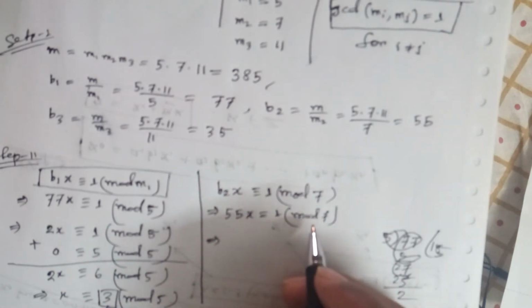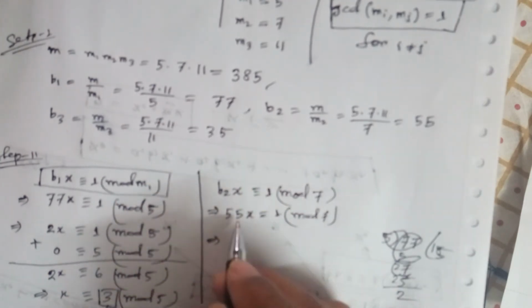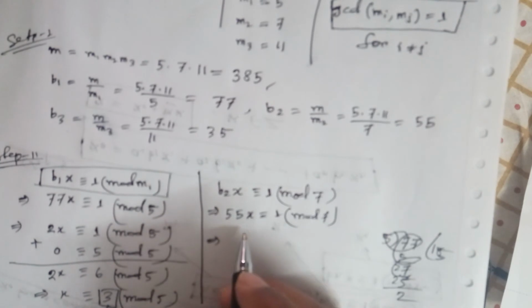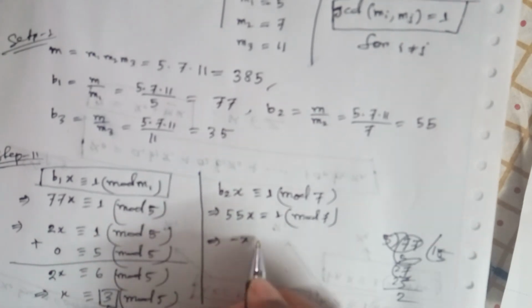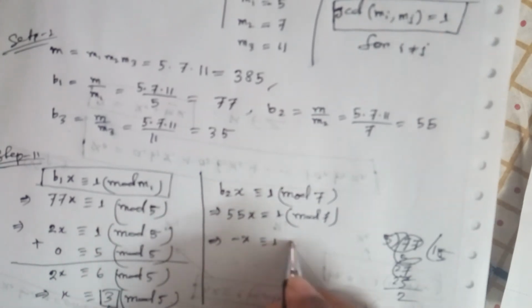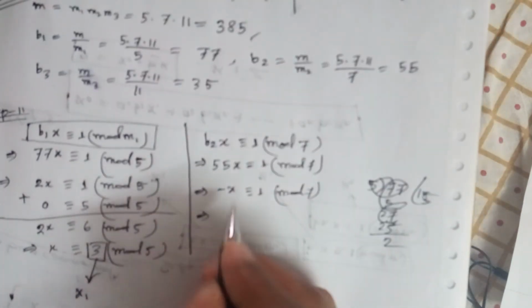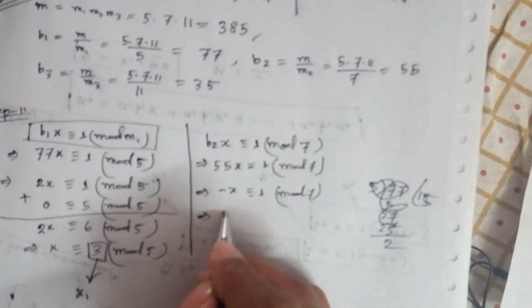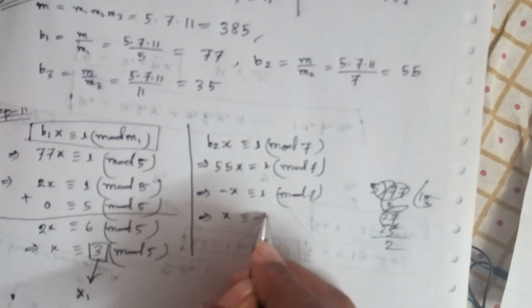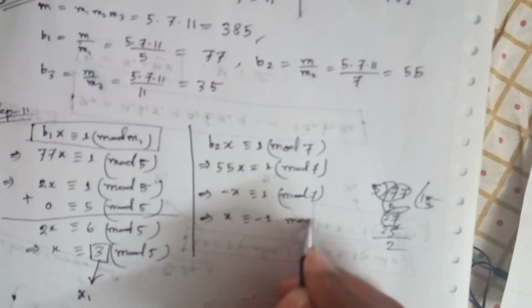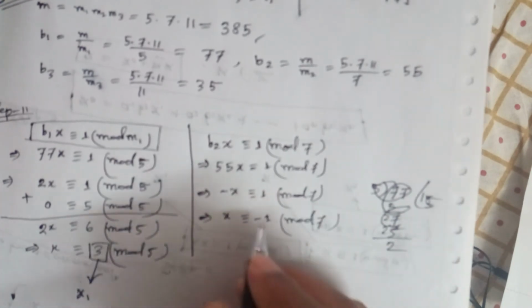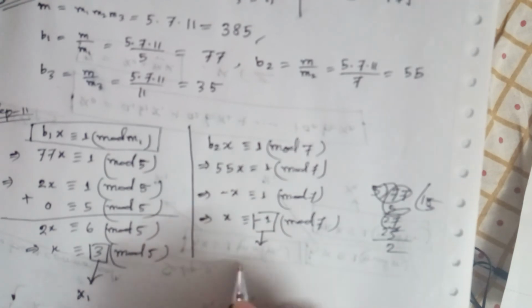So we subtract this number 56. 56 minus 55, that is minus x, modulo 7. Multiply by minus 1, x congruent to minus 1 with modulo 7. So this number is x2.